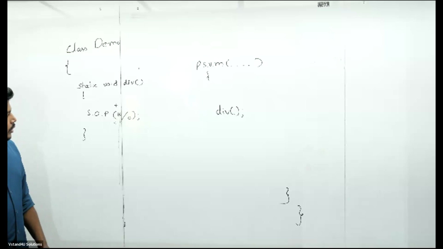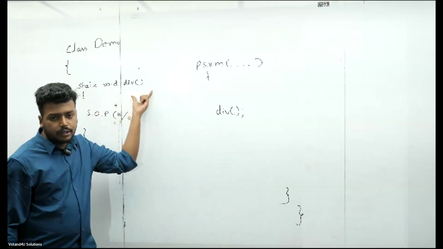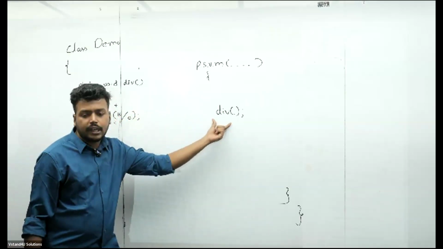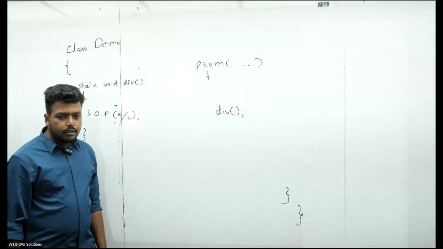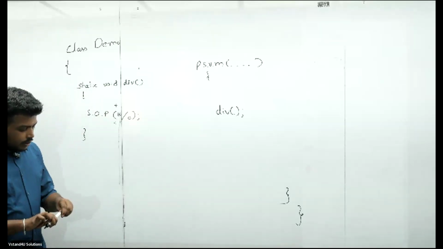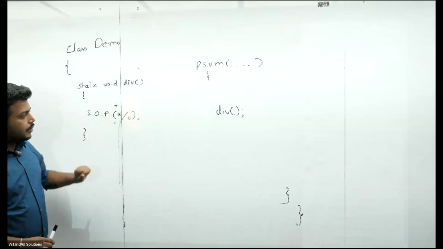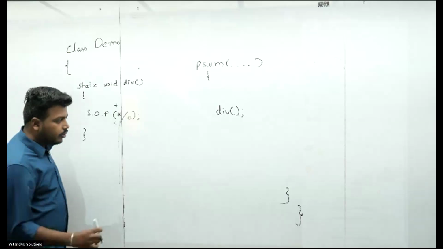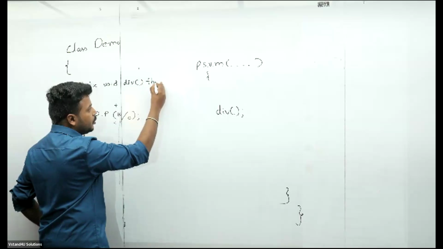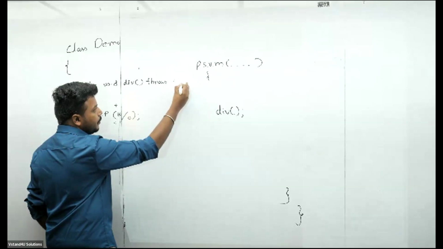Now tell me, here what I'm doing, I'm calling this method, so I can call this the caller method. My question is, I should not handle this try and catch block inside this method. For that sake, we have to make use of one keyword called the throws keyword, followed by the exception name, ArithmeticException.